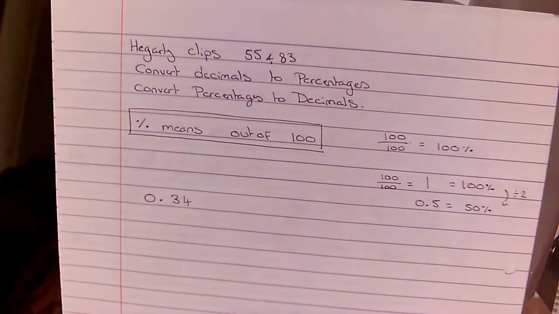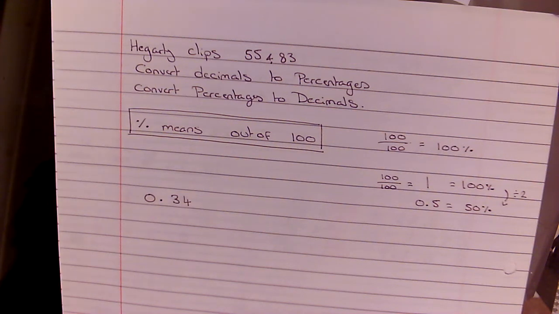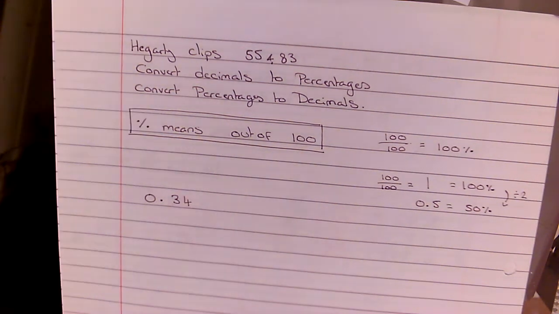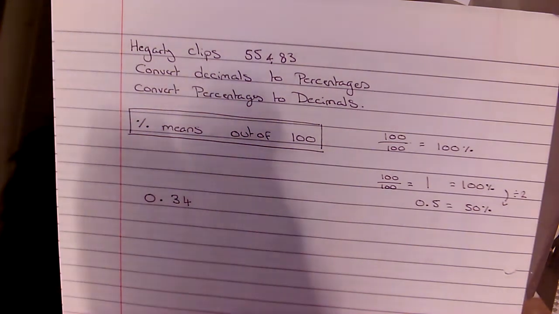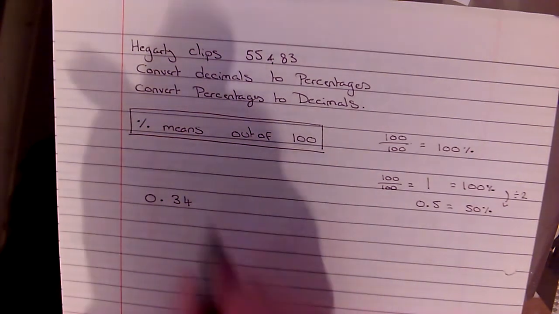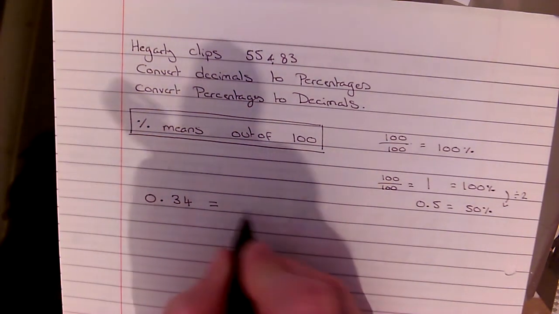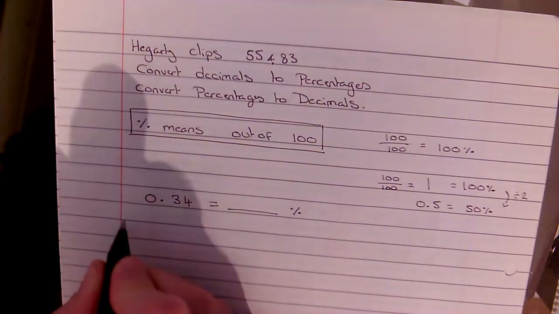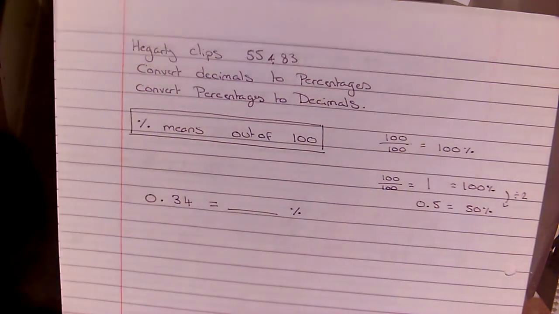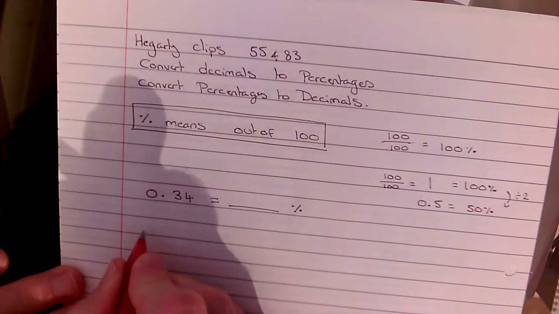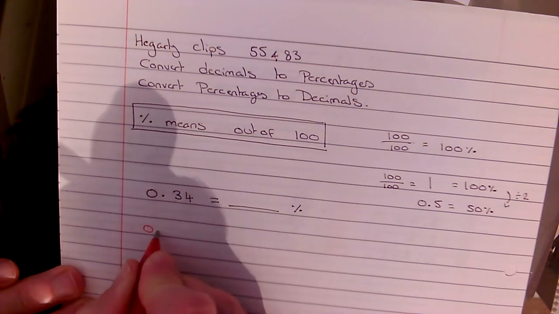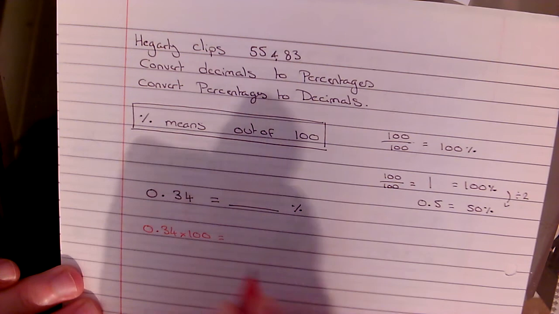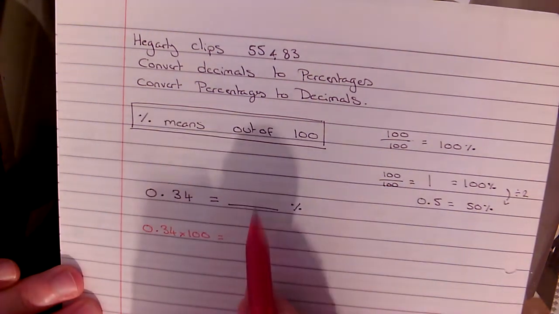So, the first number we're going to look at is 0.34. Okay, 0.34 is the decimal. Okay, now in order to find percentage, it's very simple. The only thing we're going to do is we're going to times it by 100 to make the percentage. Okay, so I want to know what that is as a percentage. And what I'm going to do is I'm going to times 0.34, and I'll do it underneath, 0.34 times 100, because that's going to give me the answer here.